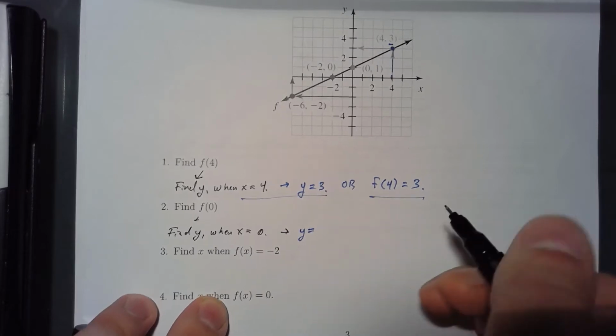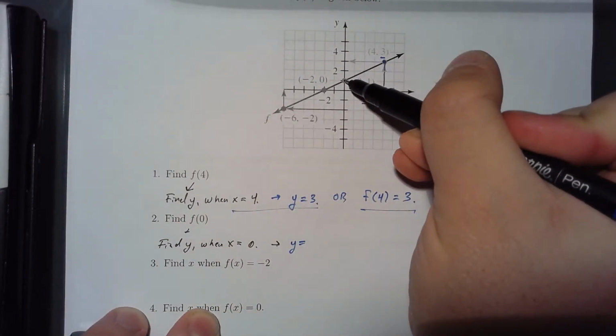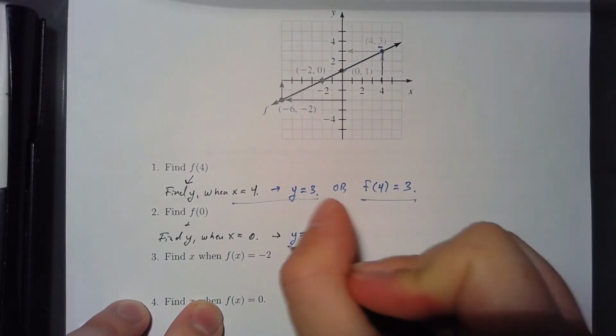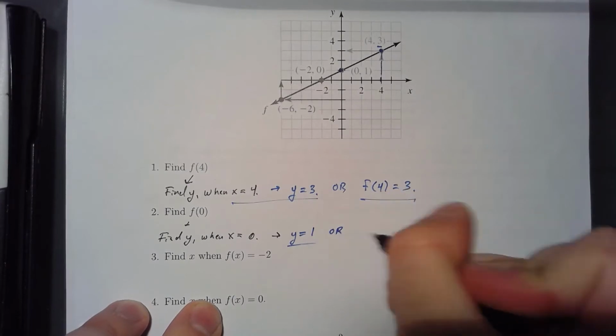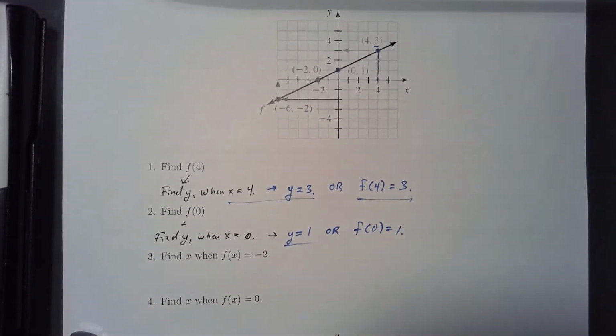So what's y equal to when x is equal to 0? Well, when x is 0, that's right here. And at that point, my y coordinate is 1. That's the same thing as saying f at 0 is equal to 1.